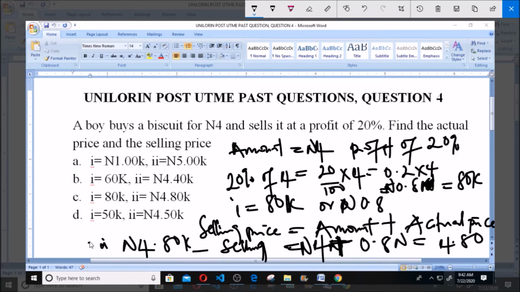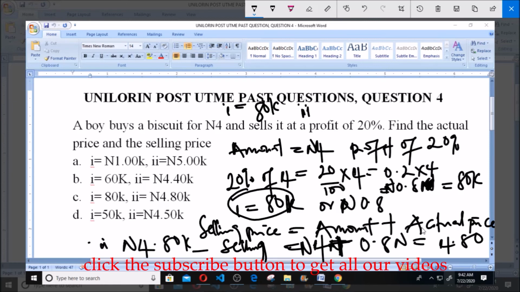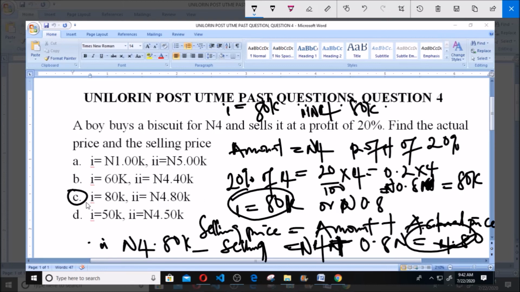So our question has been solved, and we have that our actual price, I, like I said earlier, was 80 kobo, and then II, our selling price, like we solved here, is 4 naira 80 kobo. So the answer to this particular question will be option C, which says I equals 80 kobo and II equals 4 naira 80 kobo. So C is the correct answer.